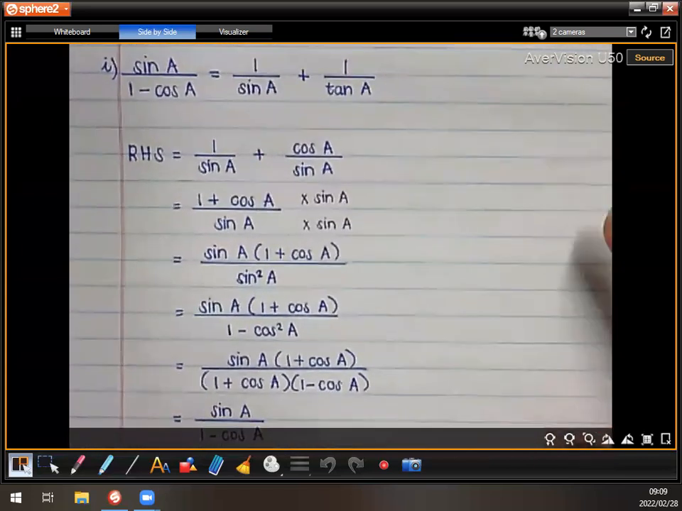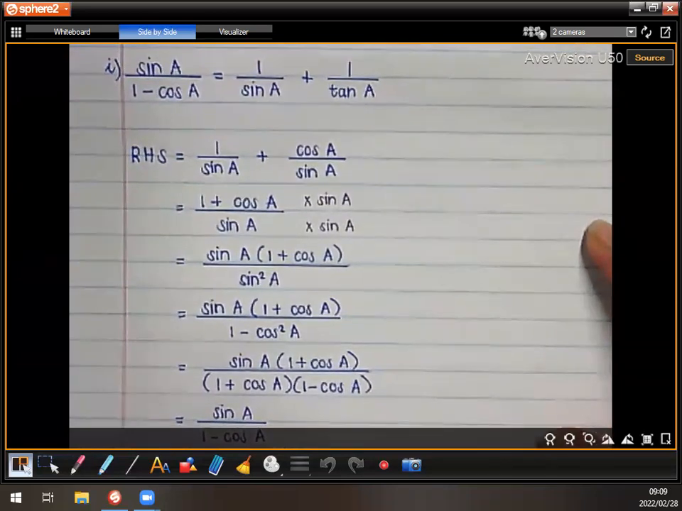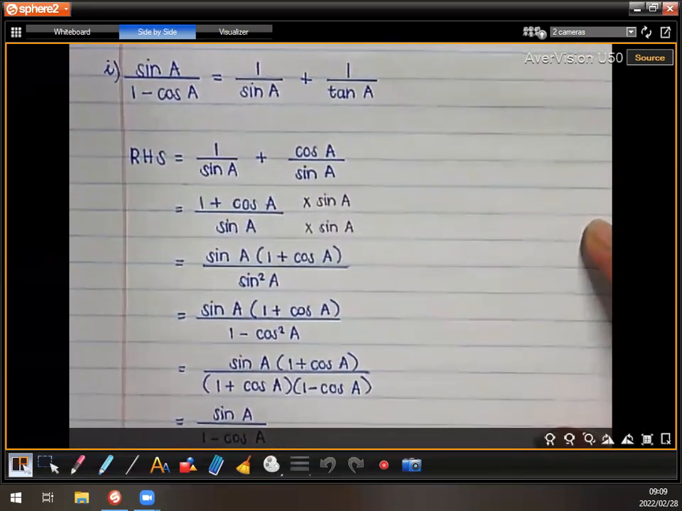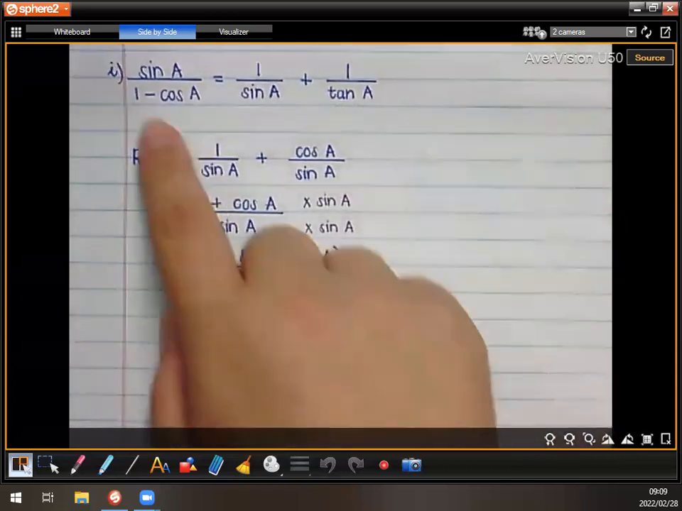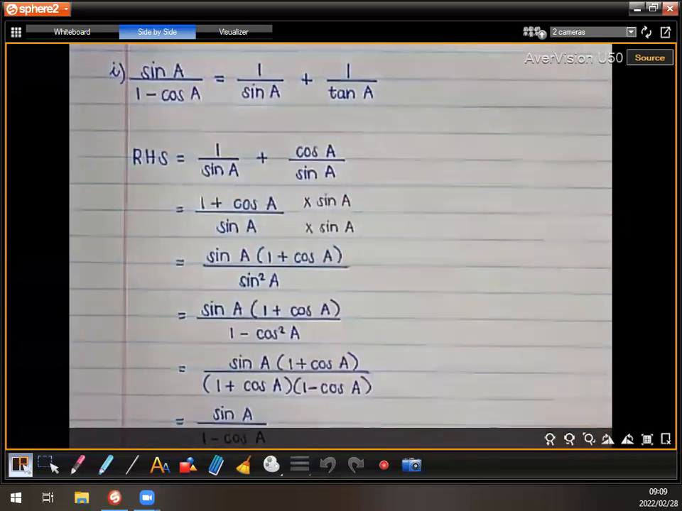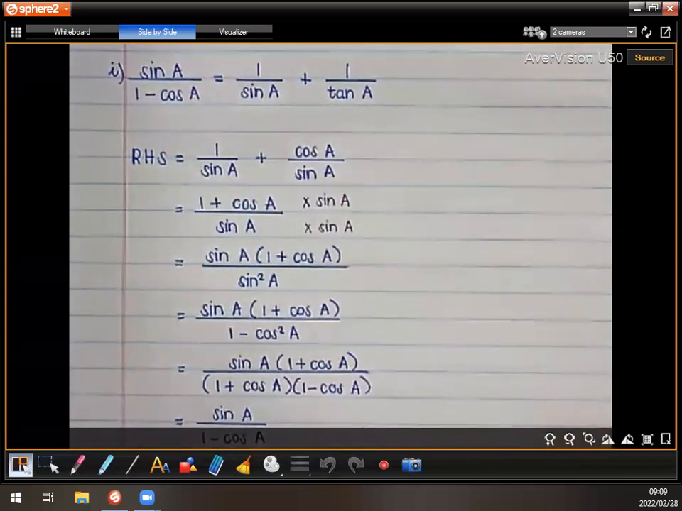Okay, here we have I. Now guys, in I, I actually started working on the right. I don't know how many people started working on the left. If you worked on the left, you just would have multiplied the top and the bottom by 1 plus cos x. Yes, fine, that would have worked.